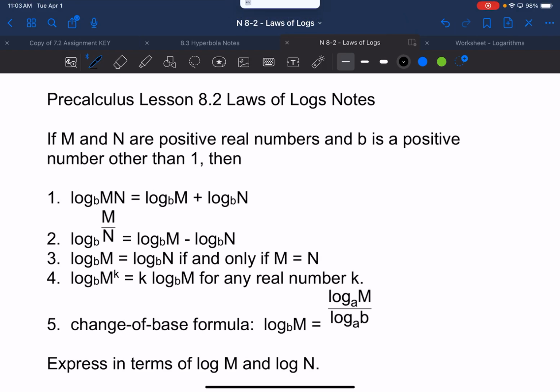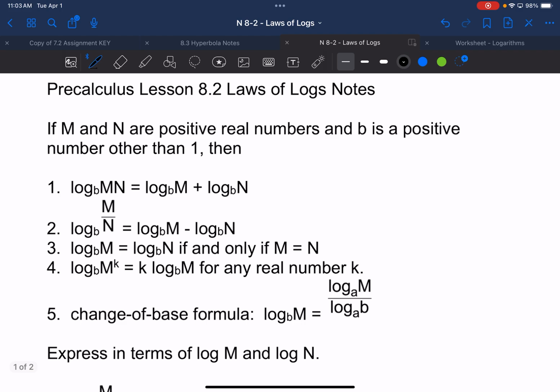Kind of like we have our laws of exponents, right? You guys knew that our laws of exponents said when you multiply, you add your exponents, or when you divide, you subtract your exponents, right? We also have some similar rules for logarithms, which allow us to rewrite things and hopefully simplify them in whatever way is best for us, okay?